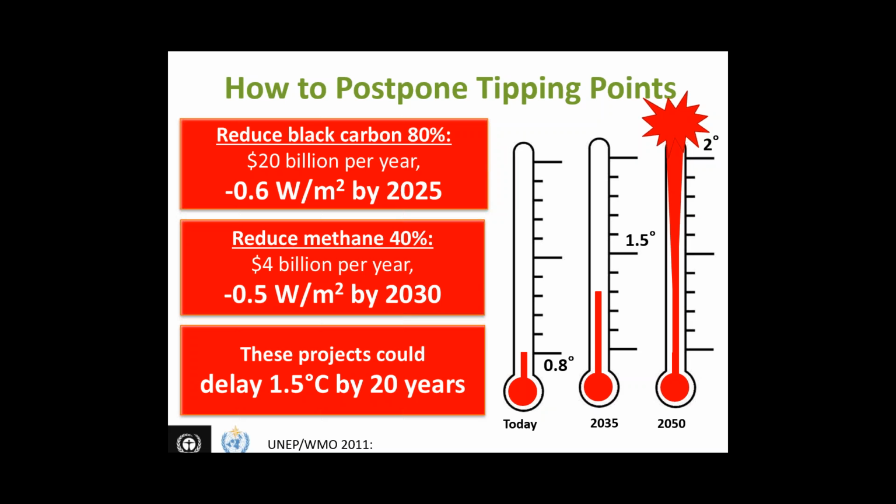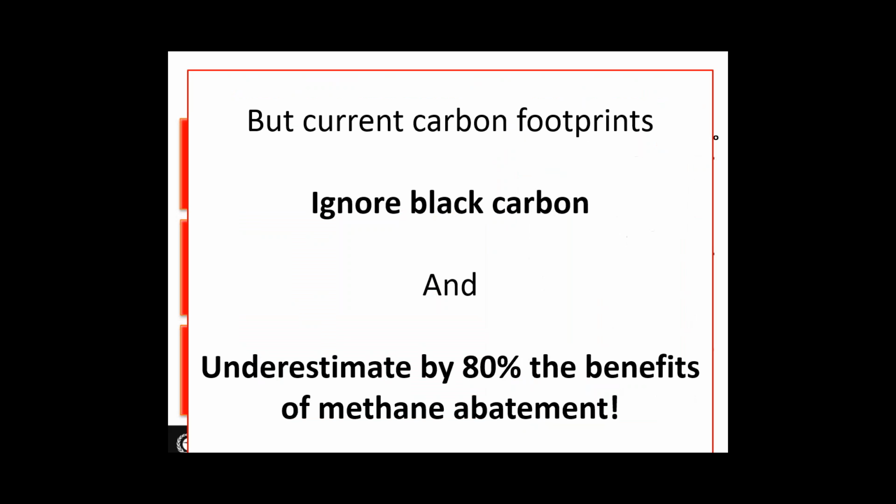If you think about the cost of investing in the CO2 project, which was at $1 trillion per year, and the $350 billion per year that's already being spent for no effect, based on these estimates, we could actually slow global warming immediately enough to postpone tipping points for 10 billion per year. So very significant potential there. The problem is the correct science isn't being used to identify these opportunities. And that's because these current carbon footprints ignore and underestimate by 80% the benefits of methane abatements.